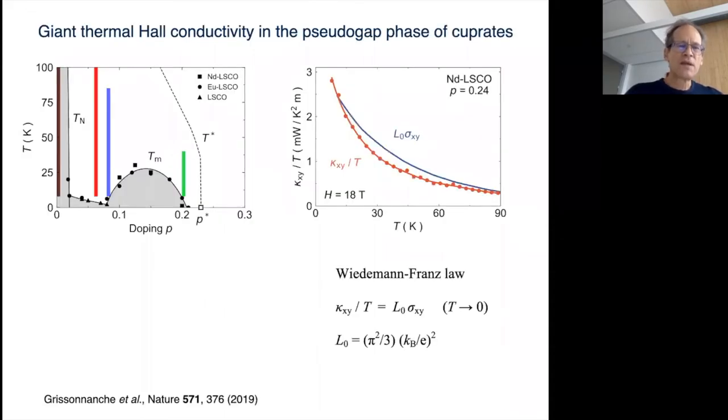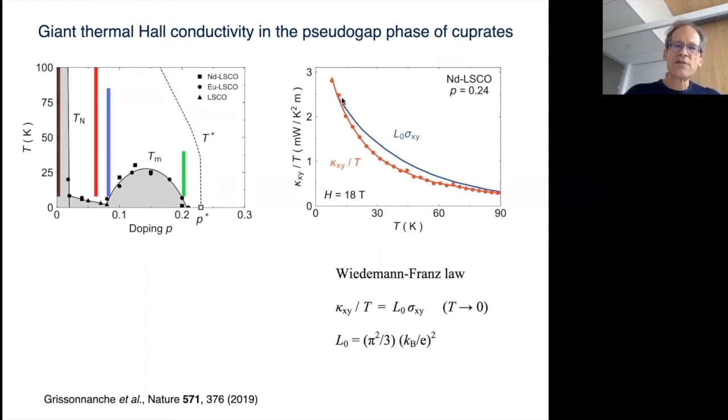Okay, so here's our phase diagram again, a slightly different version, basically from 0 to 0.3. Let's start at the high end above p star in these LSCO based cuprates, at 24%. On the right, what I'm plotting is kappa xy over T versus temperature, in a field that's enough to kill superconductivity. So there's no superconductivity in any of this in the talk today. In red is the data: you measure the thermal Hall effect, and that's what you get at 24% in this metallic state. If you compare with the electrical Hall conductivity sigma xy, which you can measure on the same sample with the same contacts, you get the blue line when you multiply by this universal constant L0, the Sommerfeld value of the Lorentz number.